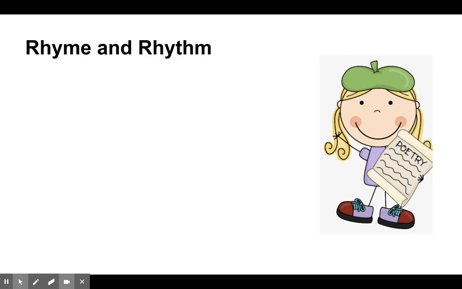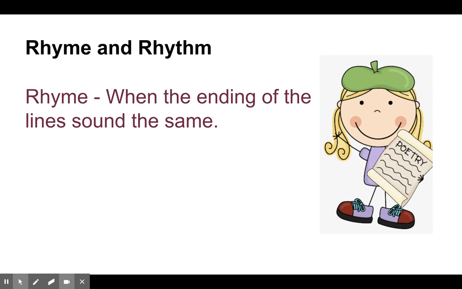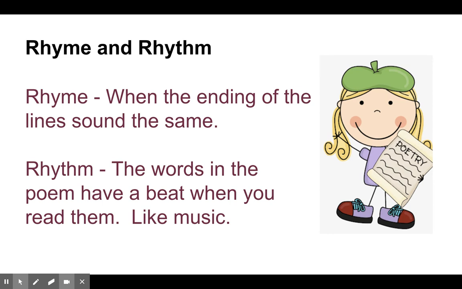Now, even though there are no rules to writing poetry, there are things that good readers can do when reading a poem. These things help us understand the poem better, which will allow us to enjoy and appreciate the poem even more. That's why today we're going to discuss rhyme and rhythm. So, rhyme. Most of you are familiar with rhyme. Rhyme is when the ending of the lines sound the same. Rhythm's a little bit different. Rhythm is when the words in the poem have a specific beat when we read them, kind of like music.